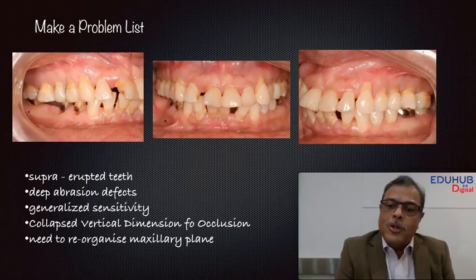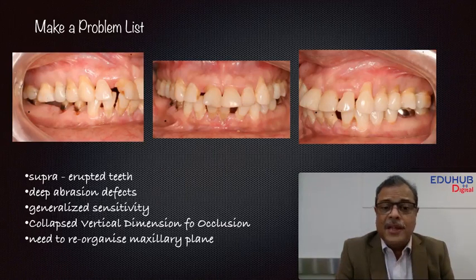The problem list also will have supra-eruptions, abrasion defects, sensitivity, collapse in vertical dimension of occlusion, organizing the maxillary plane for aesthetics as well as for function, curve of Spee, curve of Wilson, how do you get it back? All of these factors need to be considered to design the new maxillary occlusal plane and form, as well as the interocclusal height, that's vertical dimension of occlusion that you want to restore for the patient.